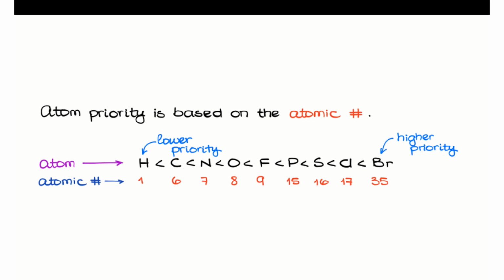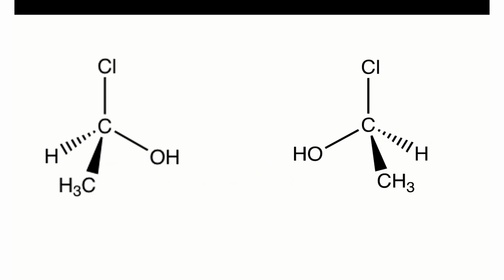And these priority groups are going to be based off atomic numbers of each atom. For example, I have listed a few atoms over here. The lower priority group is hydrogen because the atomic number is 1, and the higher priority group is bromine because the atomic number is 35 in this list. So we're going to give number 1 to bromine and then number 4 to hydrogen. And hydrogen should be pointing away from us and bromine should be pointing towards us.